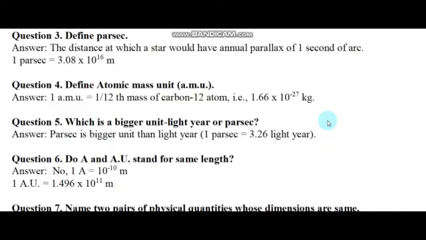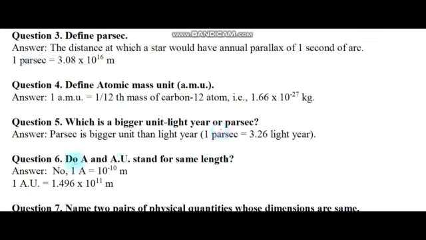Okay. Now moving to the fifth question, which is the bigger unit, light year or parsec? Let us compare. As I said already, comparing light year and parsec, the parsec is greater, because the light year is very less, 9.467 into 10 to the power 15 meter only. But the parsec is greater, the parsec is a bigger unit than the light year. And in comparison, one parsec is equal to 3.26 light years. So the parsec is greater.